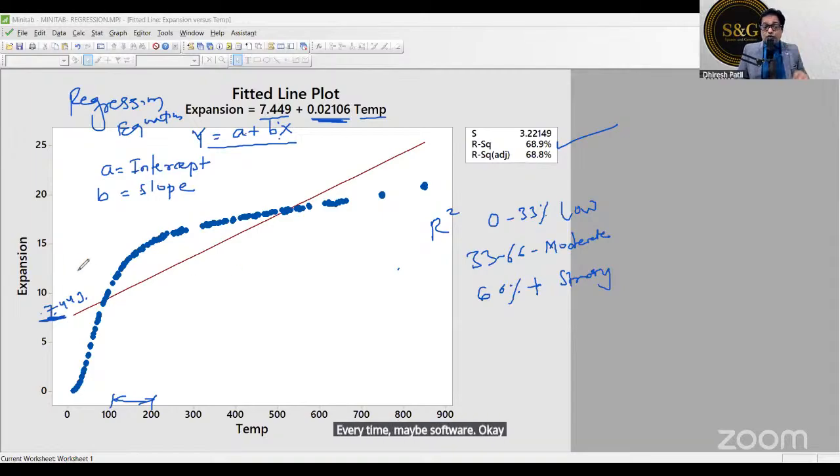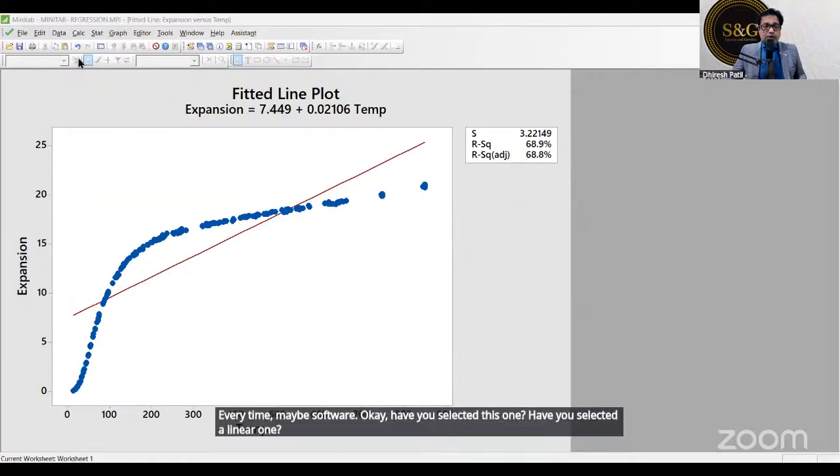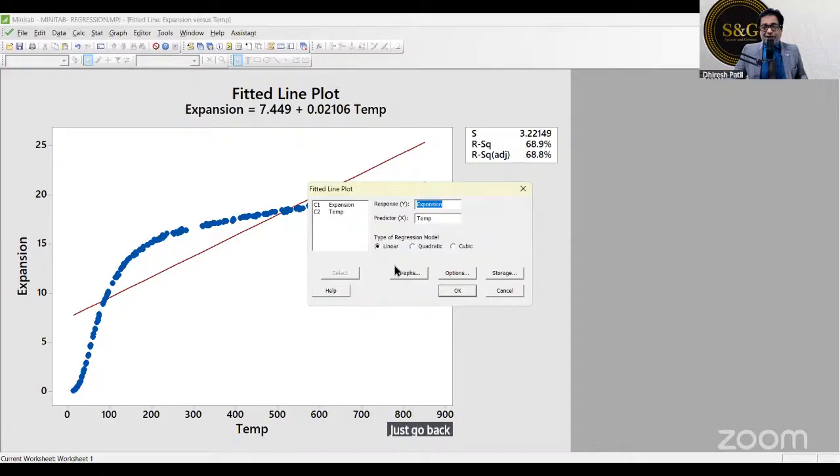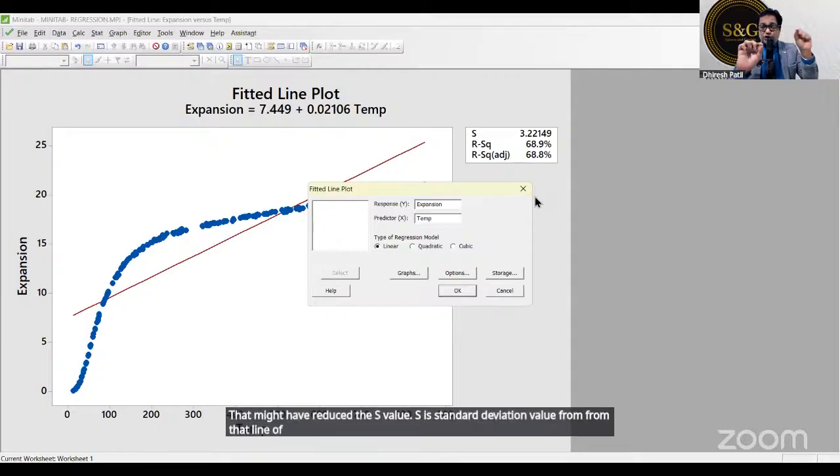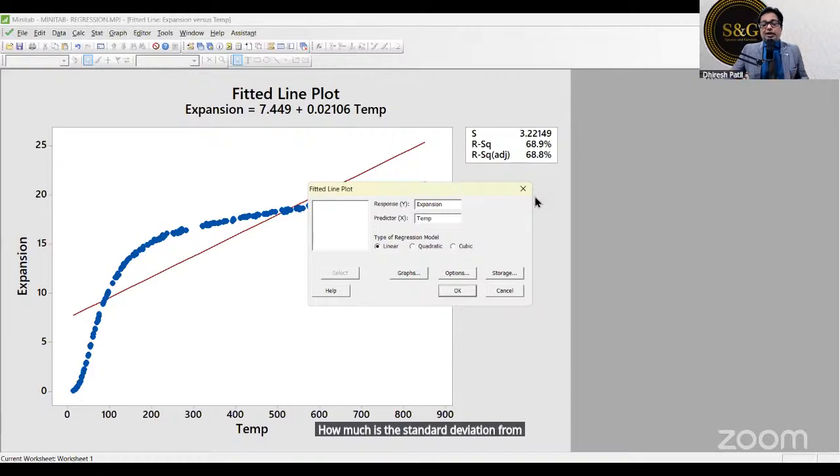Have you selected the linear one? Just go back and check, have you selected the linear one or the quadratic one? That is something interesting. You might have selected quadratic or cubic. That might have reduced the S value. S is the standard deviation between the line of best fit and the actual dots. How much is the standard deviation from this? That is what they are calculating. So select linear.